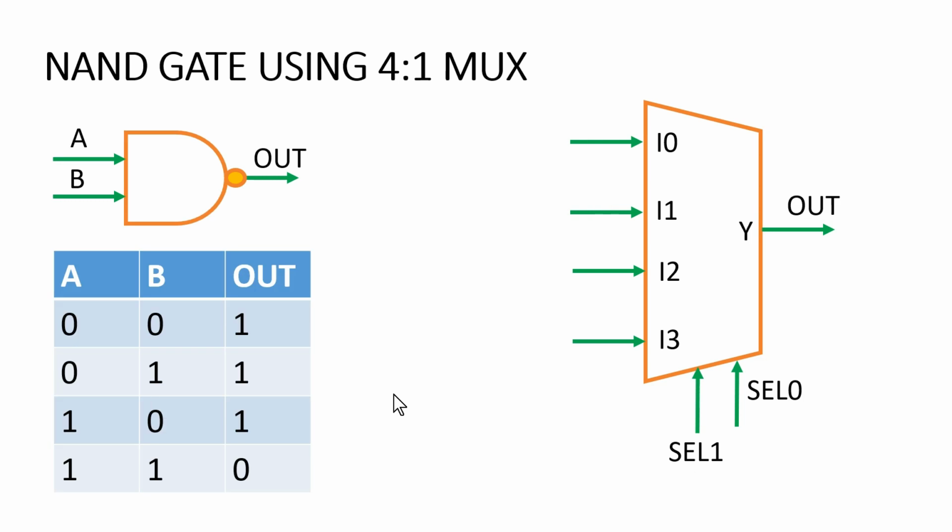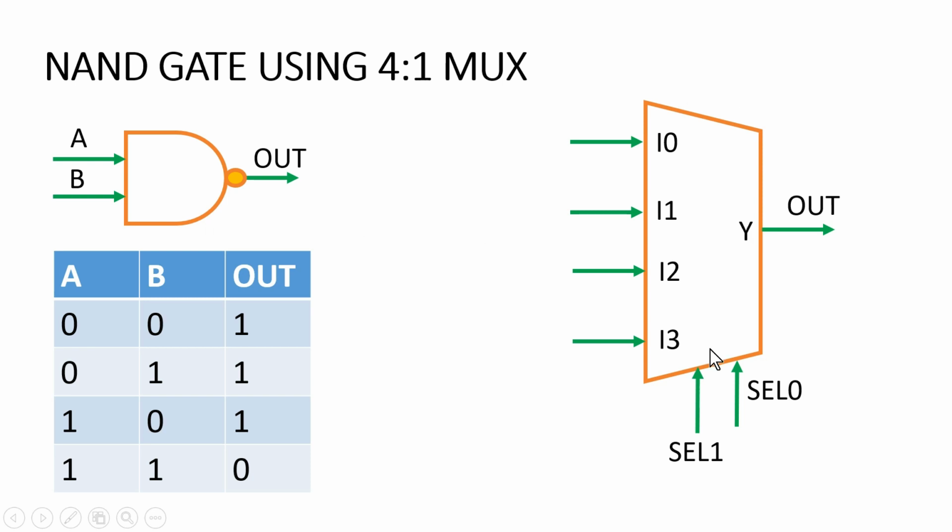Friends, now I am going to show you the implementation of a two input NAND gate with the help of a 4:1 multiplexer, as we already did it with 2:1 multiplexers. But I want to show here that the implementation with a 4:1 multiplexer is comparatively easy as compared to the implementation with 2:1 multiplexers. So this is a truth table, this is its symbol, and this is a 4:1 multiplexer.